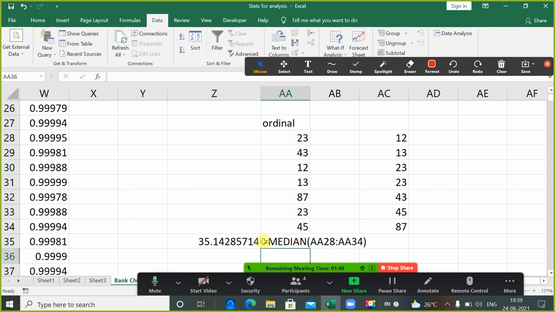Median is nothing but we just type median and select the data. Automatically it will sort and give the center point.